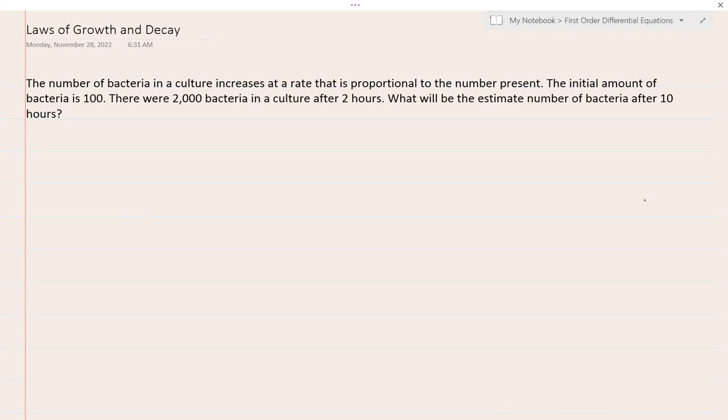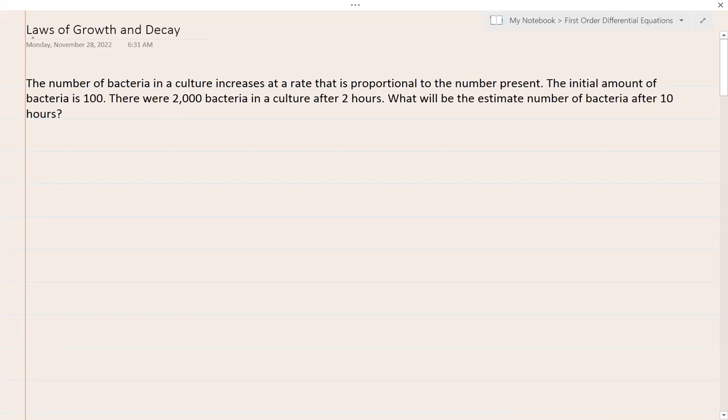But do not worry kasi syempre babanggitin ko naman yung kung anong formula gagamitin natin and what to do in that certain process sa pag-solve natin. Okay? So anyways, let's start by answering the first problem. So the number of bacteria in a culture increases at the rate that is proportional to the number present. The initial amount is 100. There were 2,000 bacteria in a culture after 2 hours. What will be the estimate number of bacteria after 10 hours?